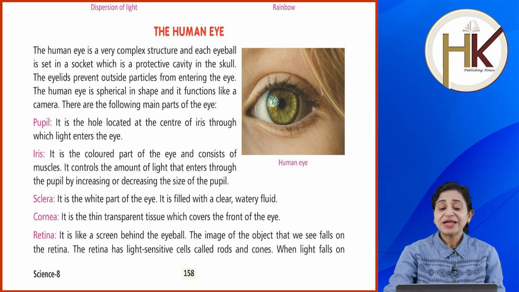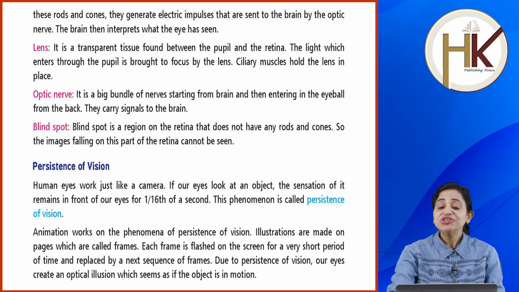Retina, it is like a screen behind the eyeball. The image of the object that we see falls on the retina. The retina has light sensitive cells called rods and cones. When light falls on these rods and cones, they generate electric impulses that are sent to the brain by the optic nerve, and the brain then interprets what the eye has seen.